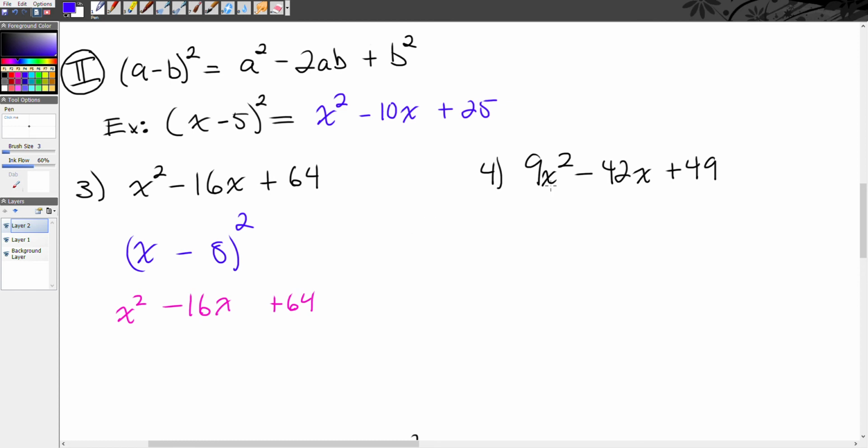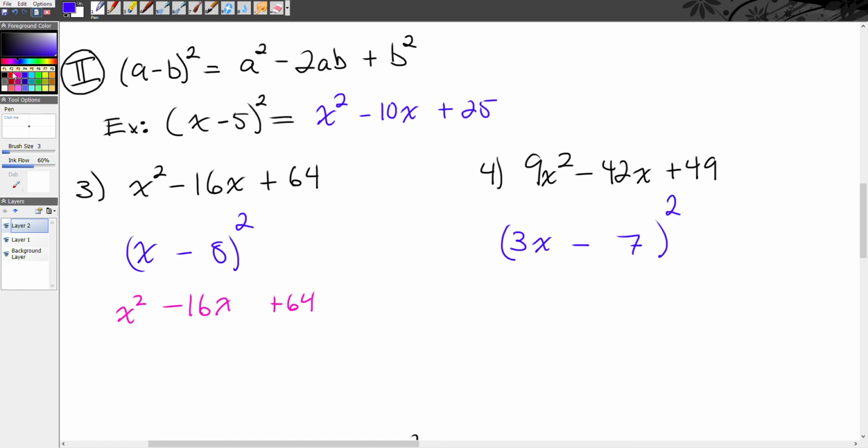So what's the square root of 9x squared? Well, the square root of 9 is 3. And the square root of x squared is x. What's the square root of 49? 7. And since my middle term is negative, this is going to be 3x minus 7 squared.